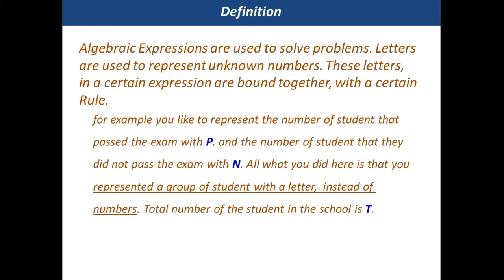So I said that, okay, in one school, the students that pass, I represent them not with a number for this year, no, with P. P is the students that passed. N is for students that did not pass, and T is the total number of students in the school. So I came to this formula: the total number T of the students is the students who passed and the students who did not pass together. This formula can work for every year, but if I use numbers, it will be for each year individually, not for all the years. That's why we use letters sometimes to express mathematical problems. So let us find how we can do that.